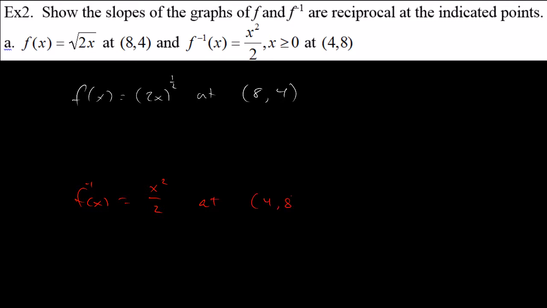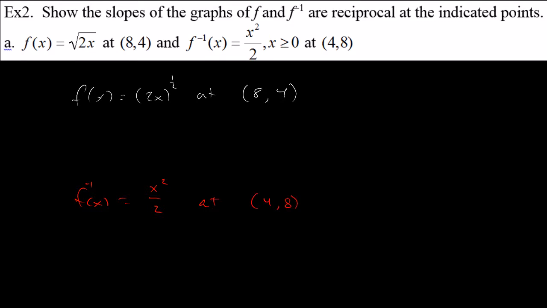Number 3. Show the slopes of the graphs f and f inverse are reciprocals at the indicated points. Well, our function f of x is equal to the square root of 2x, or 2x to the 1/2. And we're looking at 8, 4. And our f inverse of x is x squared over 2, how nice of them to do that work for you.